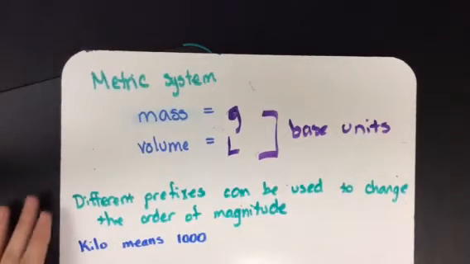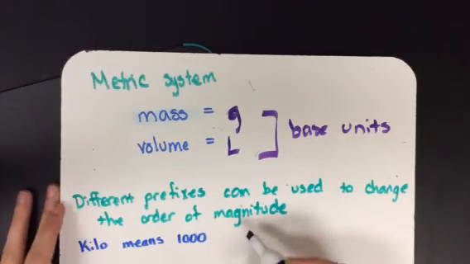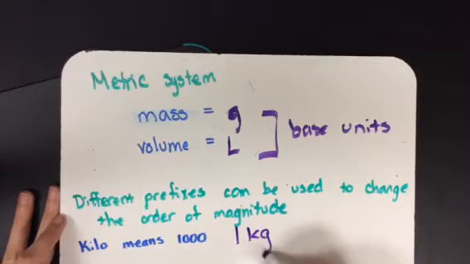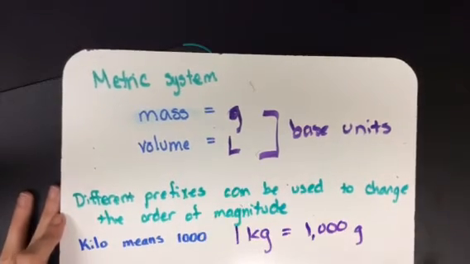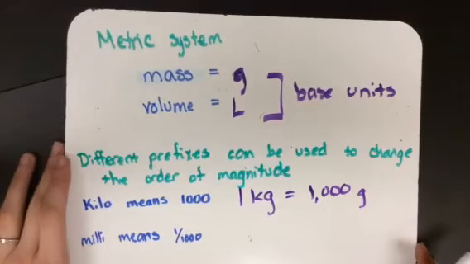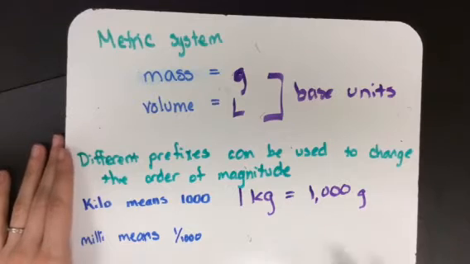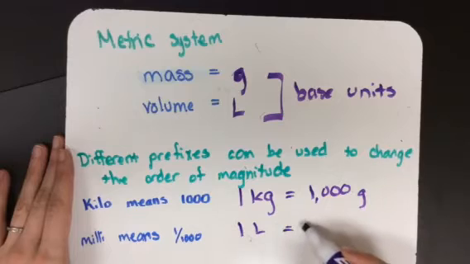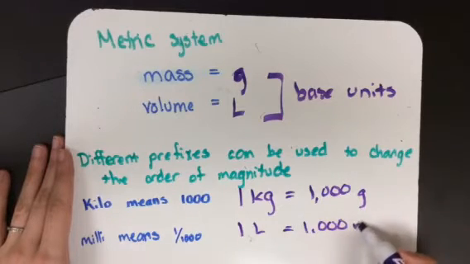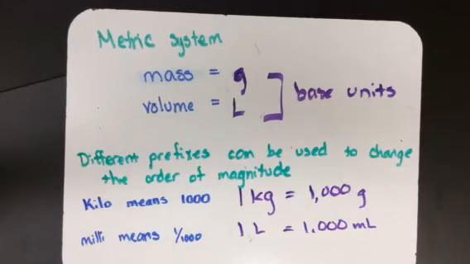Kilo means 1,000. So if, for example, we have kilo, this prefix, in front of grams, we have 1 kilogram, that means that we have 1,000 grams. Milli, on the other hand, means 1/1000th. It's a fraction of whatever the base unit is. So if we're talking about liters, 1 liter is going to contain 1,000 milliliters.